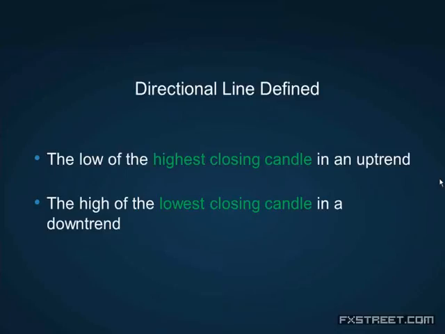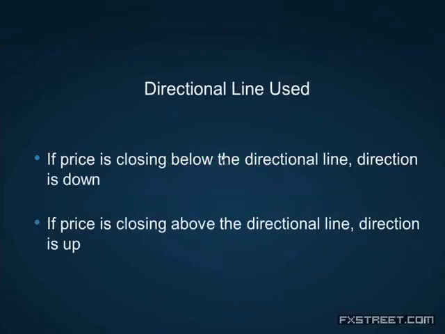Very, very important. You want to write this down. The low of the highest closing candle in an uptrend or the high of the lowest closing candle in a downtrend. I should mark this as red, maybe. And we're going to show you how we use that. The directional line is used like this: if price is closing below the direction line, direction is down. If price is closing above the direction line, direction is up.